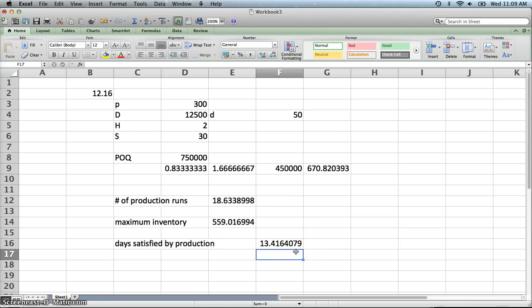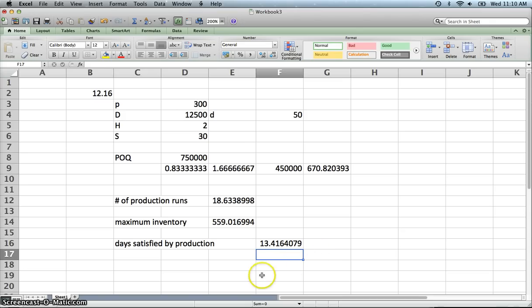13.42 days is met. Time of production for each order is another interesting one: 671, the amount we're producing, divided by 300, which is the production rate. So it takes us 2.24 days to produce that amount. That should make sense to you. If this is what we're going to produce, and this is how much we can produce per day, it takes us 2.24 days to produce that. And then, to meet all of the demand, we will be able to do that in 13.42 days.